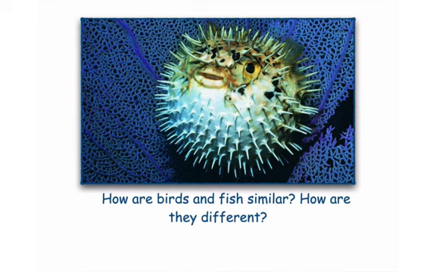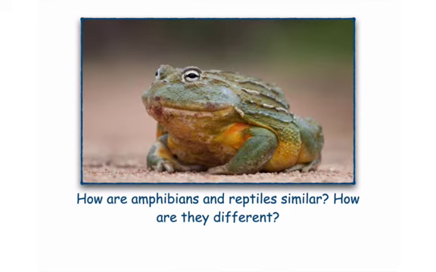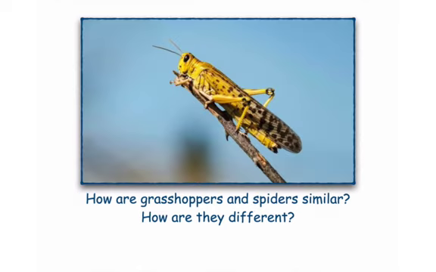How are birds and fish similar? How are they different? How are amphibians and reptiles similar? How are they different? How are grasshoppers and spiders similar? How are they different?